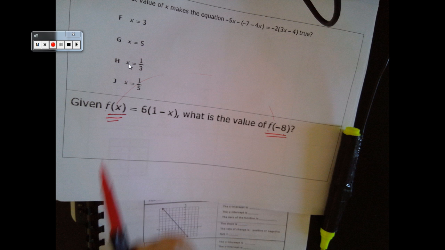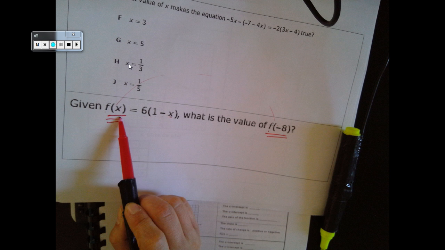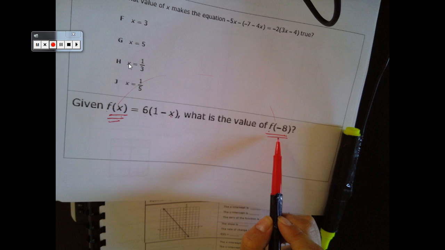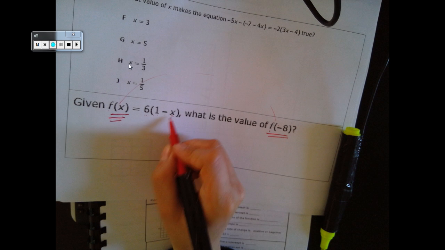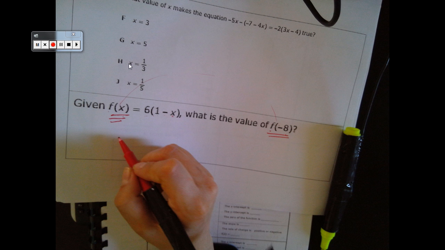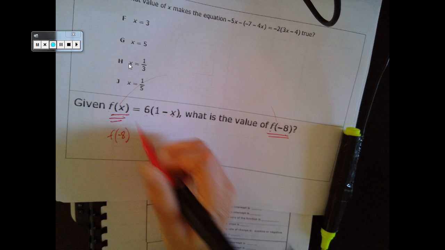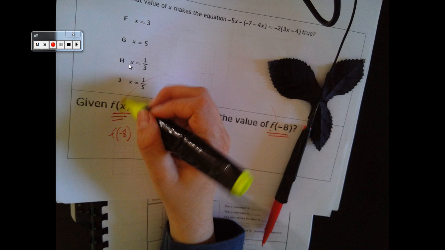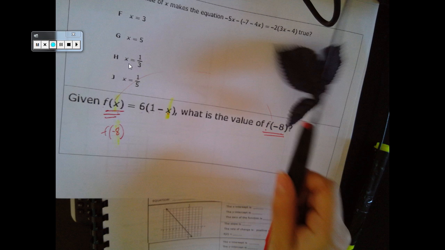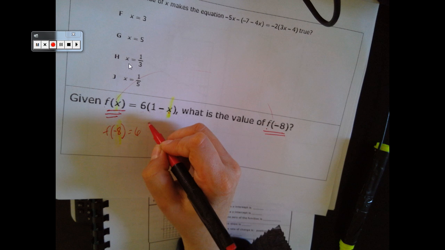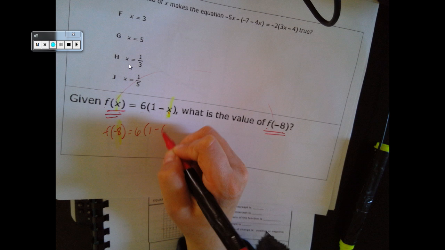In this problem, it gives you 6 parentheses 1 minus 6. So it has the x this time. When you have a -8 in place of the x, that's what you're going to do here. Every x, in place of it, you're going to put a -8 because that's what it tells you to do. See, they're almost the exact same thing. The only thing they change is this x now becomes an 8. So instead of putting an x, you put an 8. So that would be 6 parentheses 1 minus, in place of this x, you put a -8.